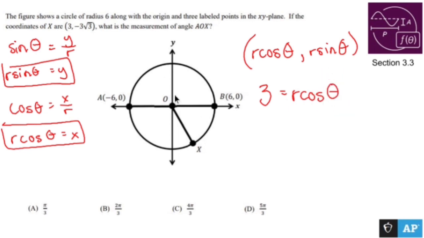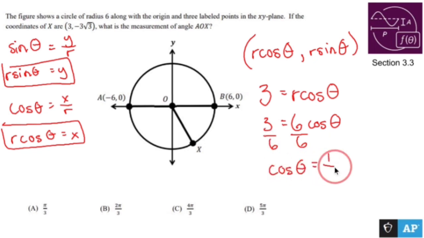And by the way, theta is not going to give me the angle measurement of AOX, it's going to give me the angle of BOX, so I have to be super careful with that. But anyway, not there yet. 3 equals r cos theta, so maybe I could just deal with that. I know that r is 6, so 3 is going to equal 6 cos theta. Dividing both sides by 6 says cos theta equals 3 over 6, which is a half.